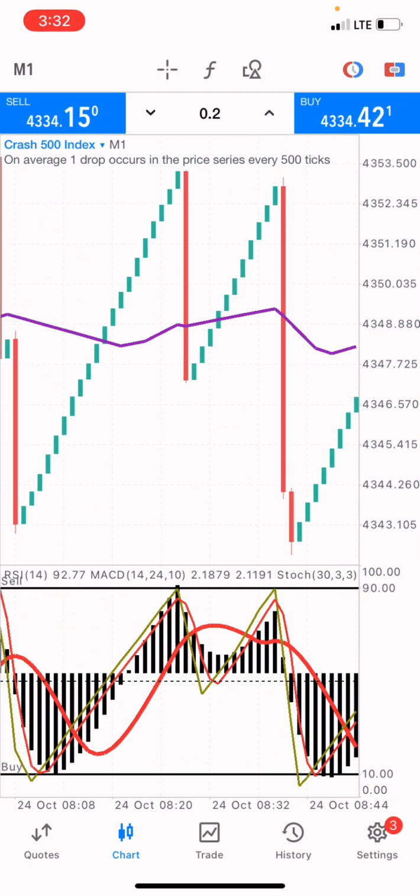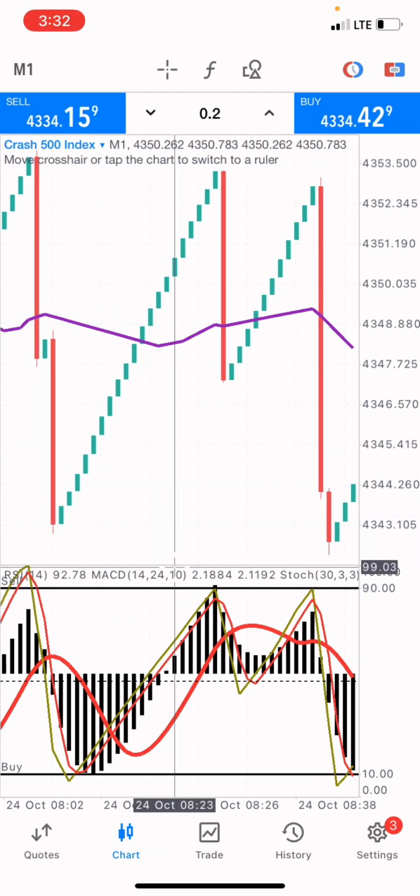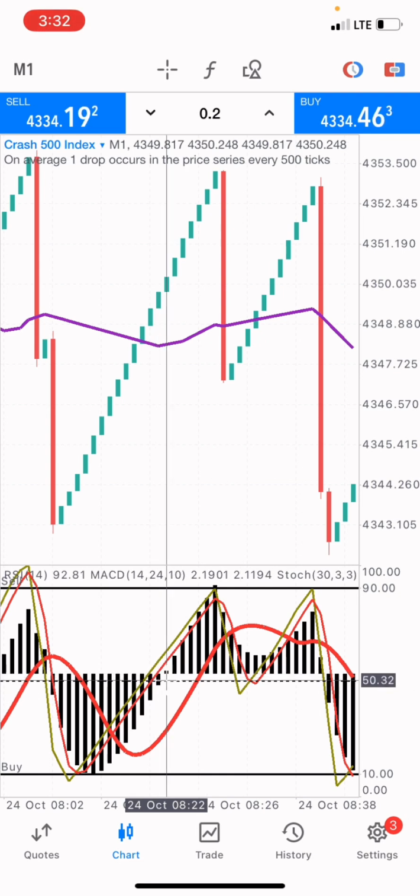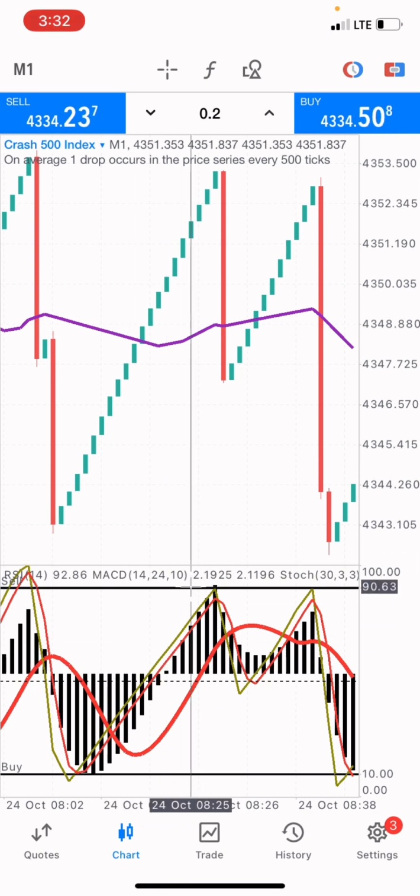So let me show you what I'm talking about. From here now, you count your 5 candlesticks. Immediately from this point here, this is an upward trend of the MACD. You start counting from here, you count 1 to 5, and you're out of the market.